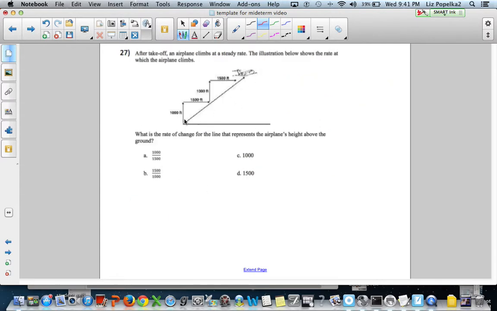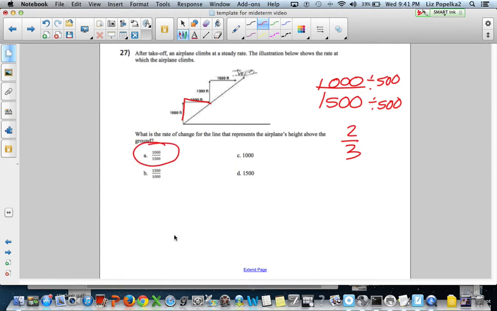After takeoff, the plane's rate is shown. What is the rate of change? Every single time it's going up 1,000 and then over 1,500. So it needs to be 1,000 over 1,500. Both of these are divisible by 500 to simplify. 1,000 divided by 500 is 2. 1,500 divided by 500 is 3. Oh, actually, we don't even need to simplify it, do we? Because it's actually just done unsimplified for us right there. Remember, your up and down change goes first. Your left to right change goes second.